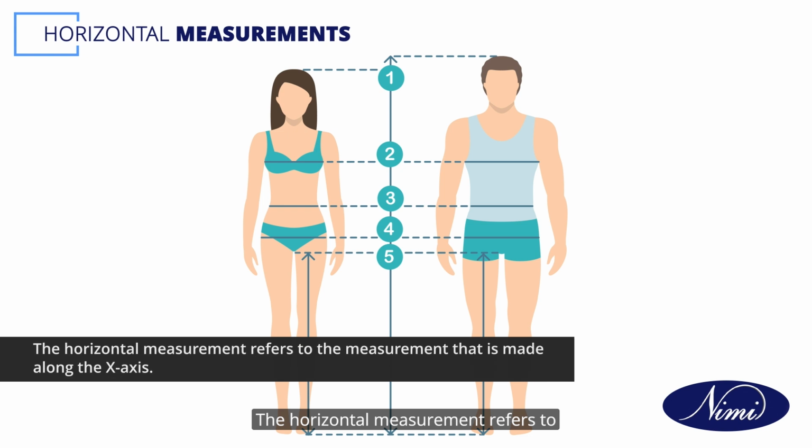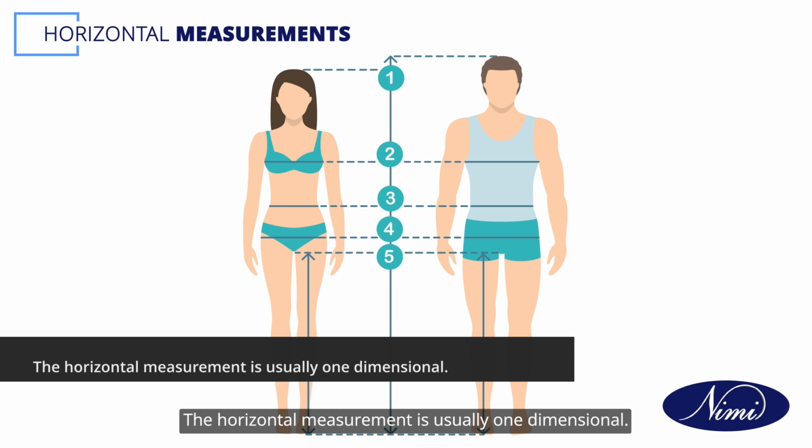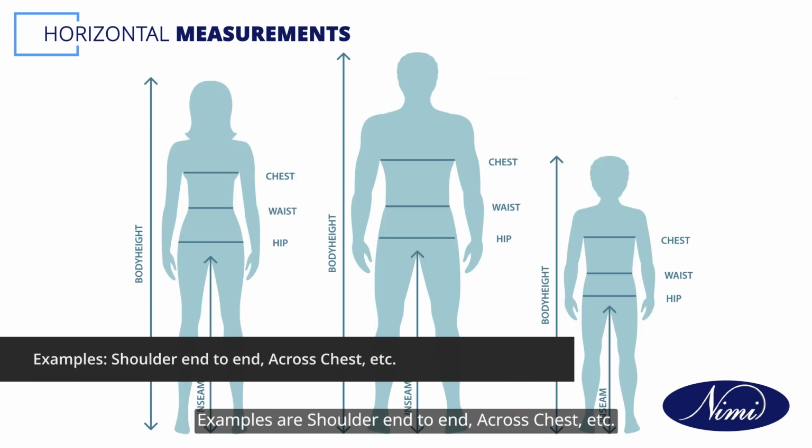The horizontal measurement refers to the measurement that is made along the x-axis. The horizontal measurement is usually one-dimensional. Examples are shoulder end to end, across chest, etc.